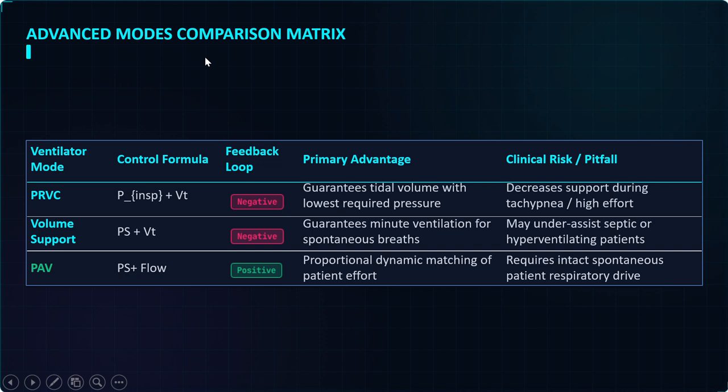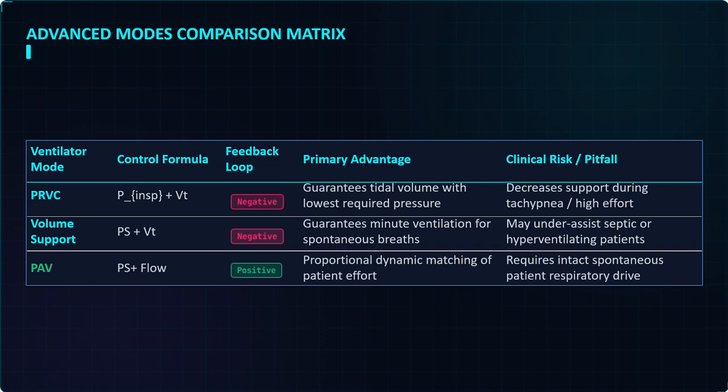Advanced mode comparison. Pressure regulated volume control uses pressure and tidal volume, with a negative feedback loop. It guarantees tidal volume with the lowest required pressure. The pitfall is decreased support during tachypnea and high effort, like in a sepsis patient. Volume support is pressure support plus tidal volume, with a negative feedback loop. It guarantees minute ventilation for spontaneous breaths but may under-assist sepsis or hyperventilating patients. You do not use this mode in a severe sepsis patient.